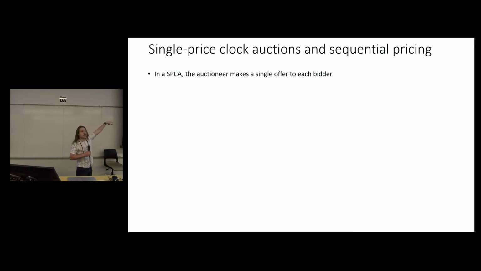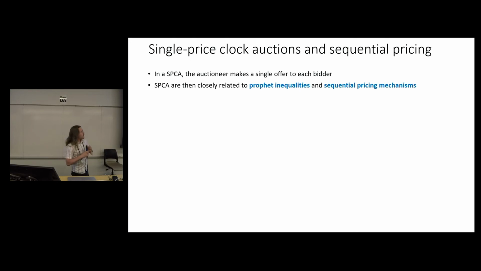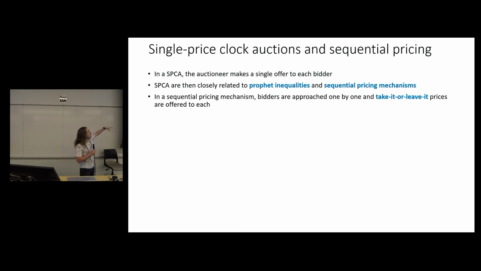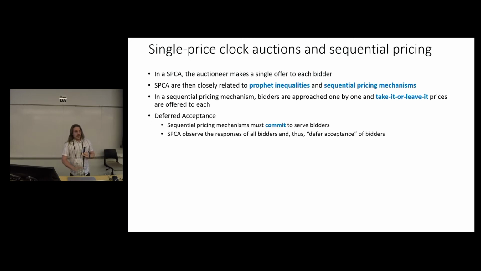But I want to highlight a connection between single price clock auctions and sequential pricing mechanisms. We offer a single price to each bidder, which is exactly what happens in sequential pricing and prophet inequalities. In a sequential pricing mechanism, bidders are approached one by one, and they're offered take-it-or-leave-it prices. So the only difference between single price clock auctions and sequential pricing mechanisms is the ability to defer acceptance. In a prophet inequality-based sequential pricing mechanism, if a bidder accepts their offer, you're forcing yourself to serve them. You're making a commitment to serve. Whereas in a single price clock auction, we observe all the responses and then choose who we want to serve.